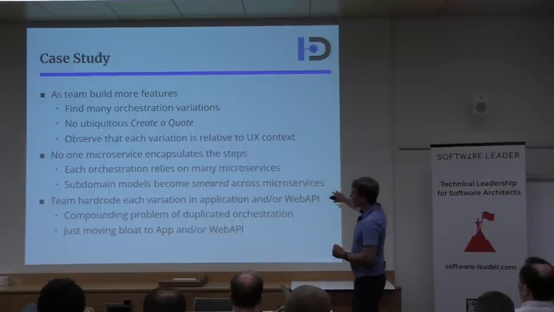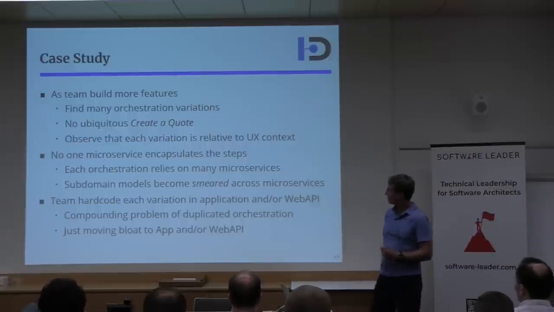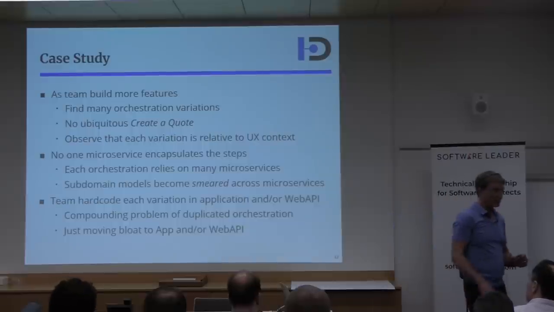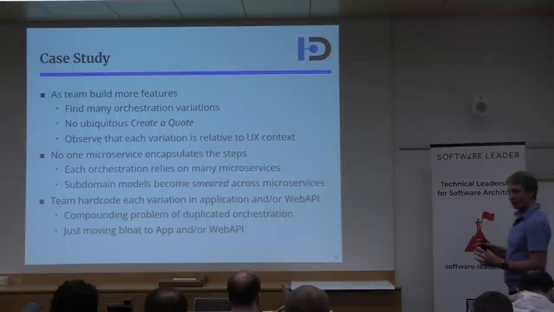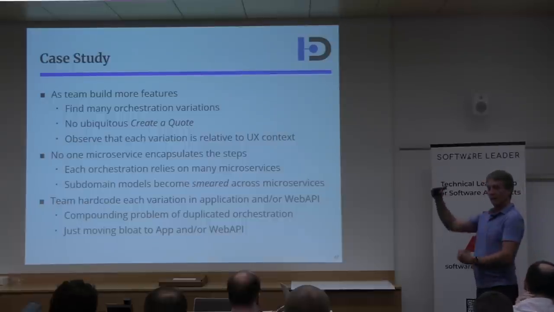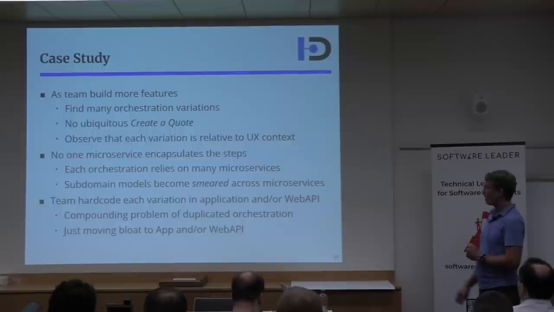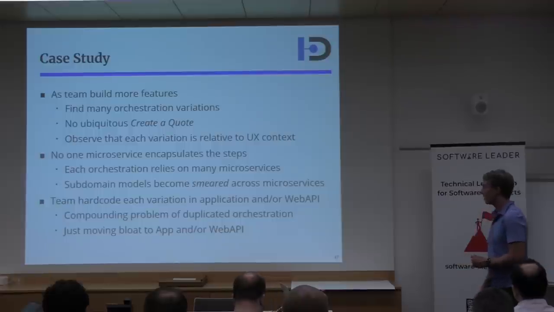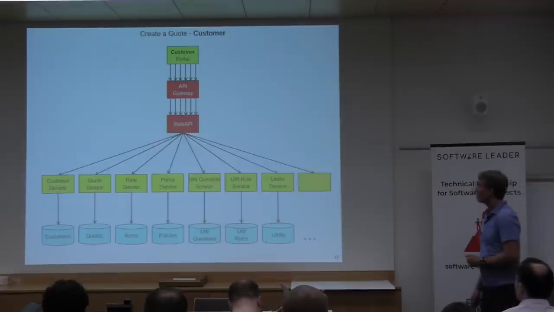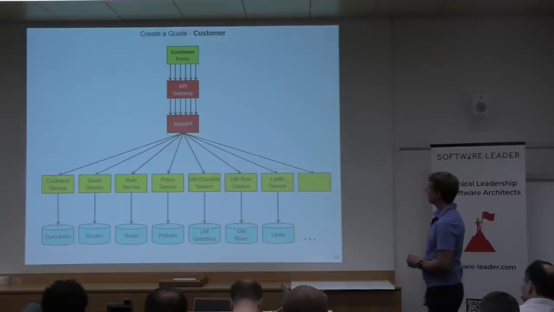There's no one microservice that encapsulates all this. Each orchestration relies on many microservices. And then, unfortunately, the subdomains start to get smeared between the layers. And everything is hard-coded at one layer or the other, either at the front end, in the JavaScript, in the web API, or in some combination of the services and the intermediate layers. Right?